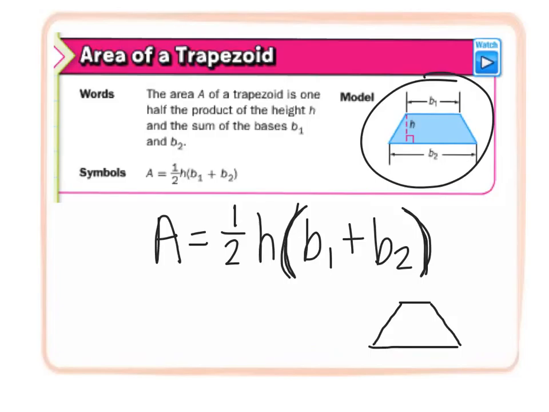Now remember, the slants are not the height. The height is that dotted line that connects the two bases, and it usually has a little square there to show that it's a right angle. So you have base 1, base 2, and then the height that connects the two bases. When we find the area, what we're finding is how much space is covered by this trapezoid. So when we figure out our answer, we're figuring out how much can take up the space of the trapezoid.